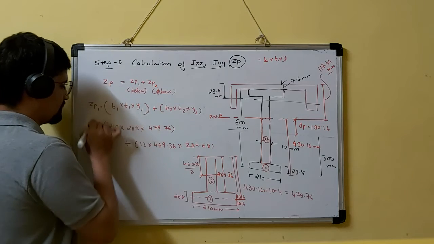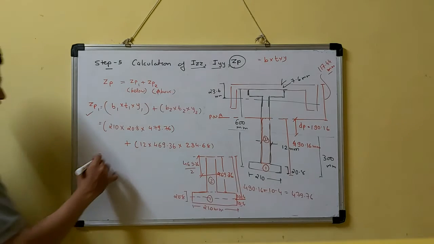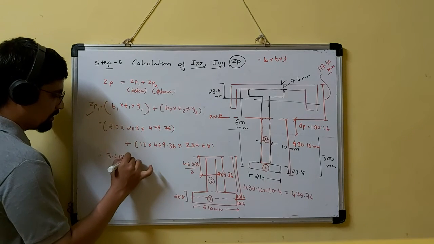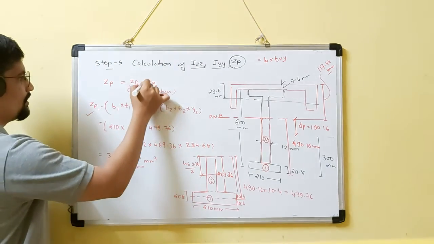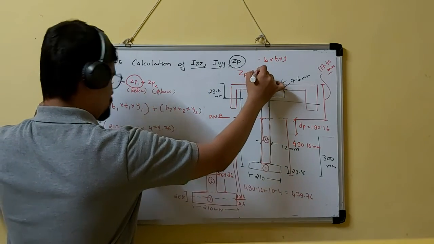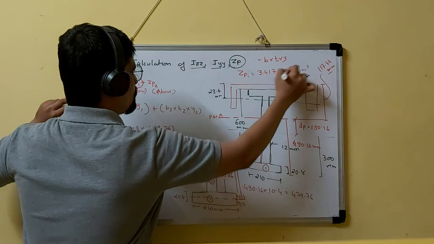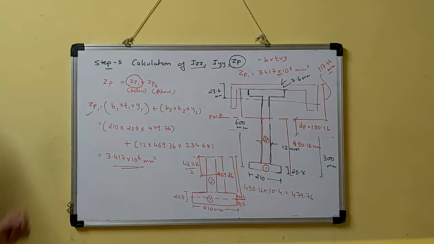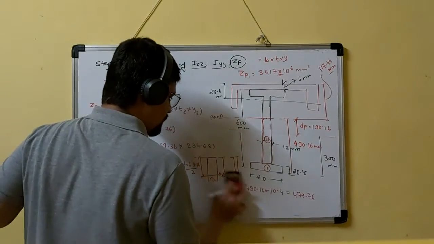So what is the value of ZP1? ZP1 comes out to be 3.417 into 10 raised to 6 mm cube. Okay, we get the value of this. Remember this: ZP1 is equal to 3.417 into 10 raised to 6. Now find the value of ZP2. It is the same as this calculation. So how will we find it?